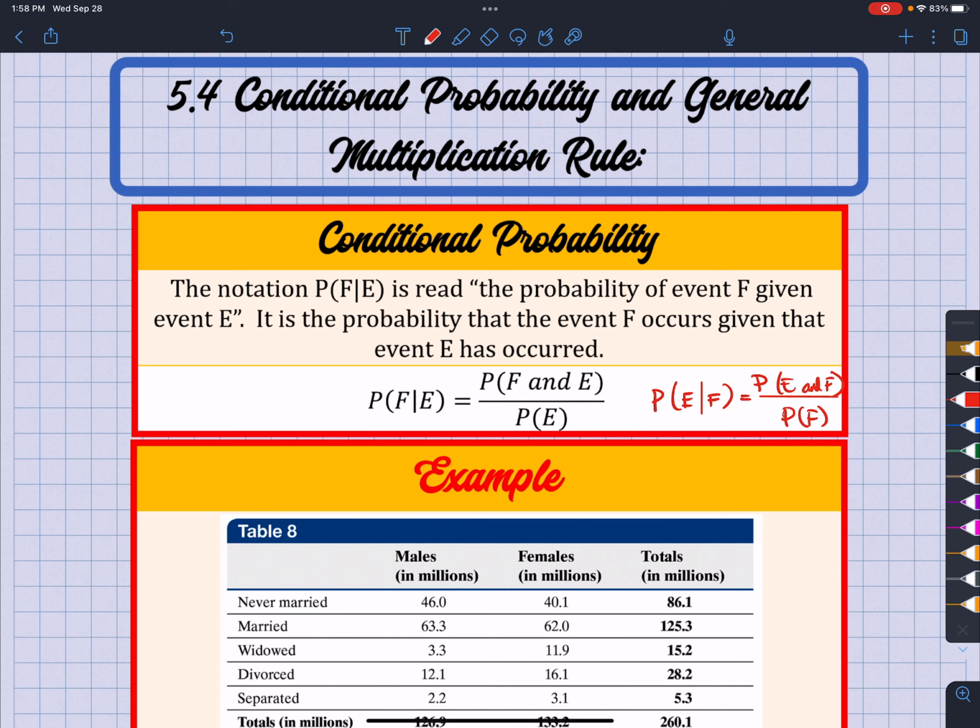That's number one. Number two, one of the things you have to realize is that this right here and this right here mean the same thing. F and E and E and F mean the same thing. You and me and me and you mean the same thing. So just be careful with that. But in terms of writing it out, it might help us to know what we're putting in the denominator.